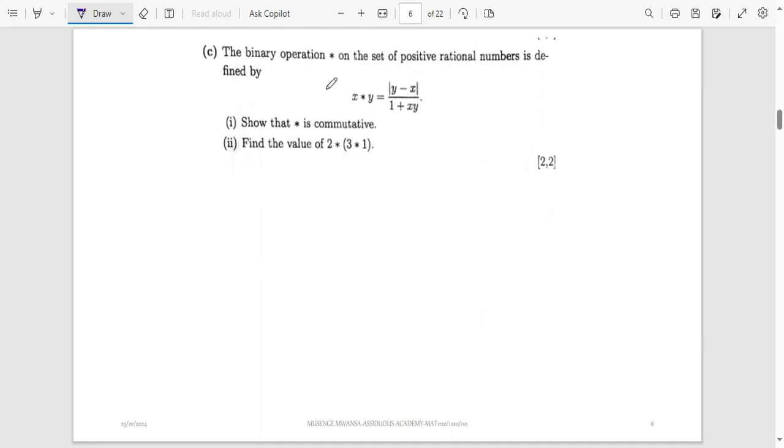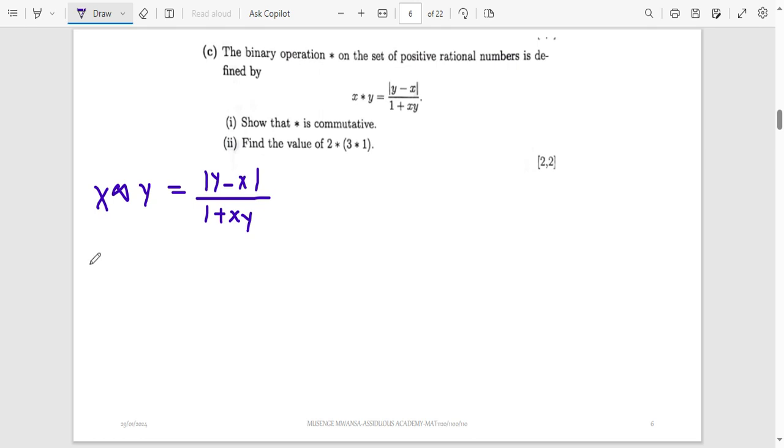The binary operation star on the set of positive rational numbers is defined by x star y is the absolute value of y minus x over 1 plus xy. Show that star is commutative. We know that x star y is equal to the absolute value of y minus x divided by 1 plus xy.